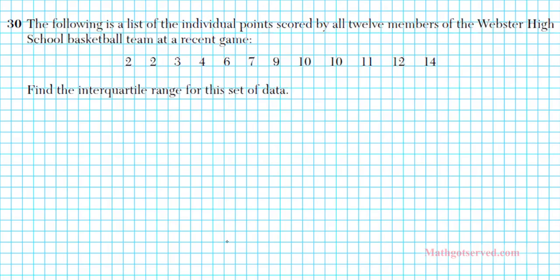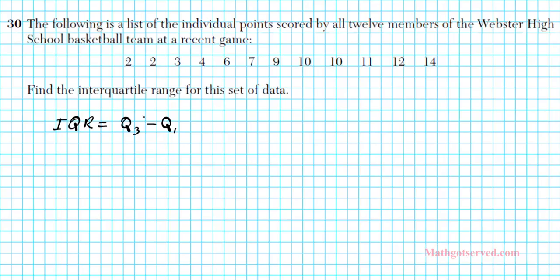Let me just tell you the formula first, and then we'll generate the terms to plug into our formula, and then we'll compute what it is. Interquartile range, for short, can be abbreviated as IQR. IQR is equal to quartile 3, Q3, minus Q1. The upper quartile minus the lower quartile.